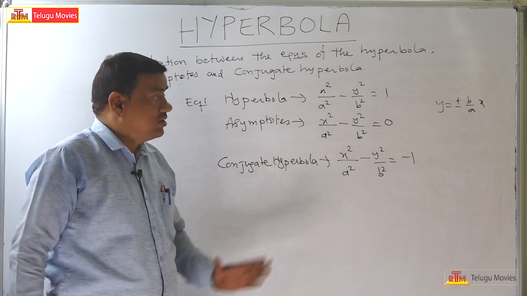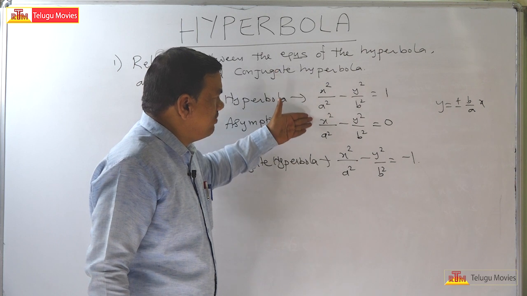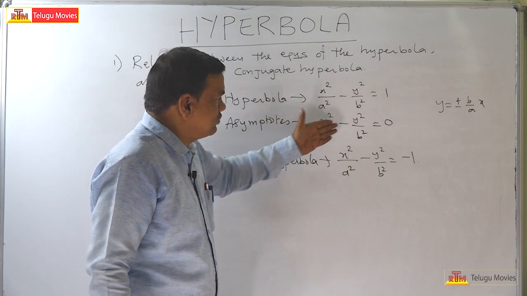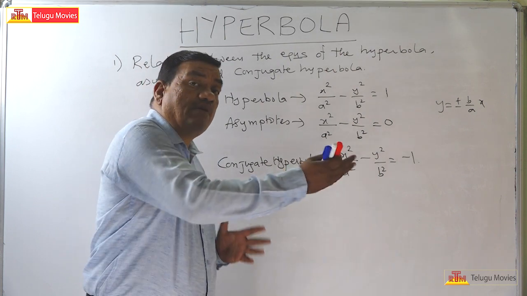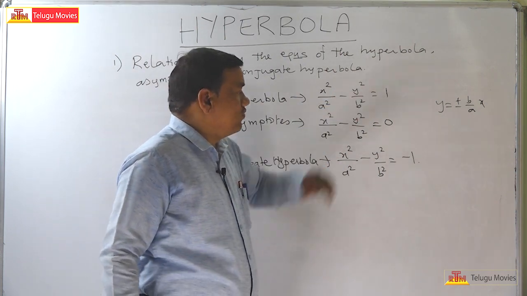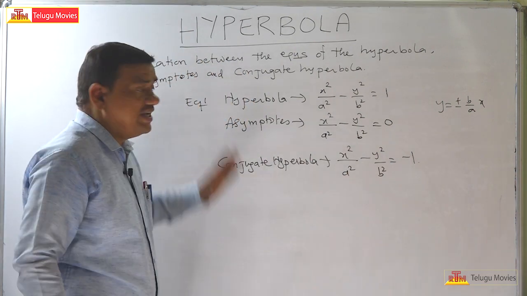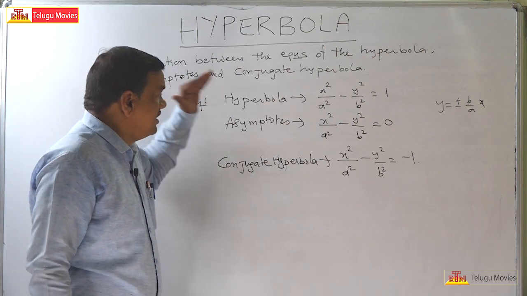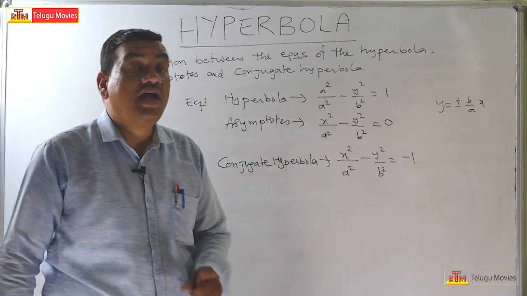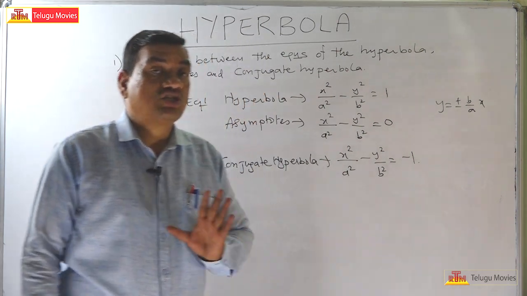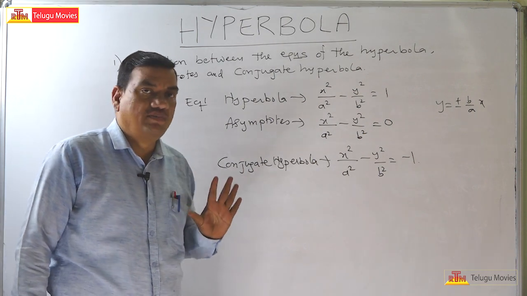Now see the equations. If you observe, the left hand side parts are equal for all of them: x square by a square minus y square by b square. So what about the right hand side? Here you have 1, here 0, and here minus 1. So we can say that the equations of the hyperbola, asymptotes and conjugate hyperbola differ by a constant term only. That is the first statement that we have to know.